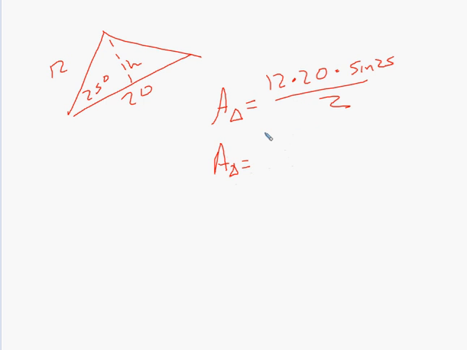So we go ahead and put that in our calculator. Make sure that you're in degree mode, of course. And we see that the area of this triangle is approximately 50.71 units squared.